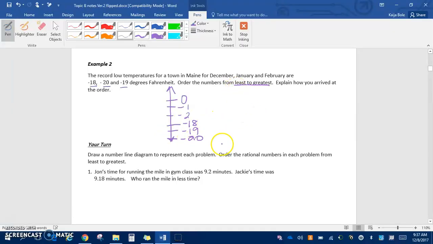So if we want to list them from least to greatest, remember this end down here would be our least. It's the farthest from 0, so our list would be -20, then -19, and then -18. Okay, so we're just kind of ordering them.